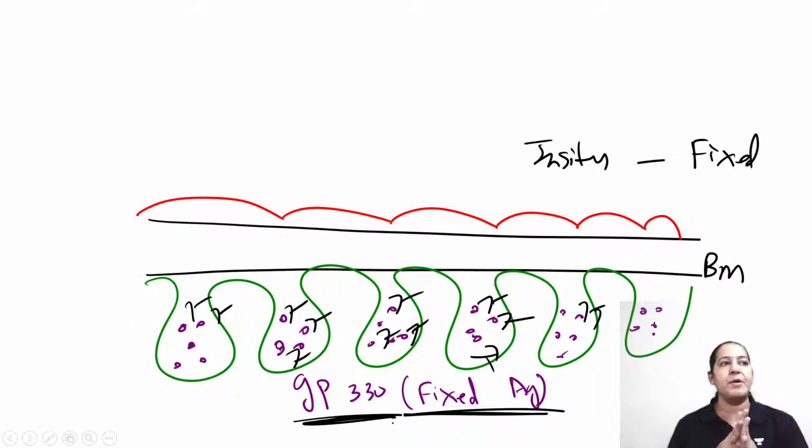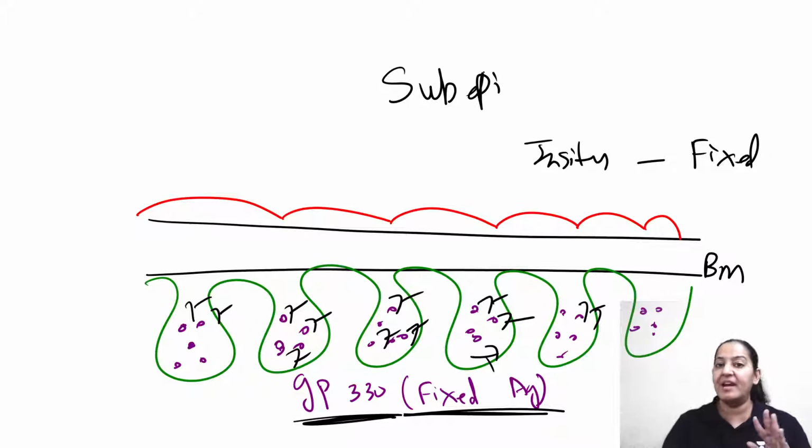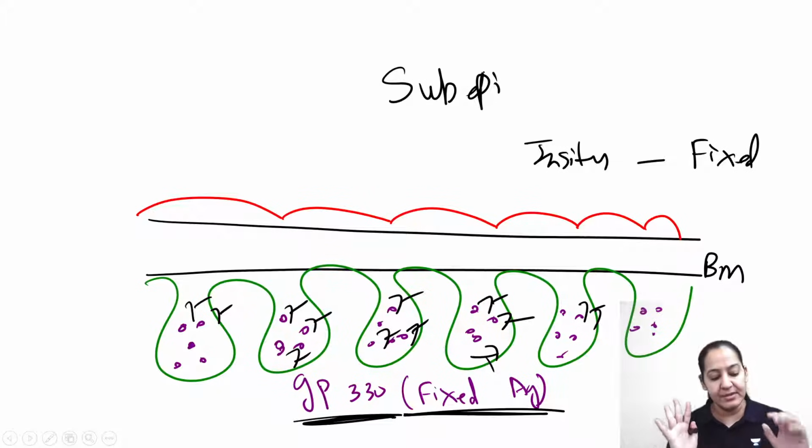What is the location of the deposit? Is it intramembranous? Is it subepithelial? Is it subendothelial? Yes, it is subepithelial. It is subepithelial in the same way as that of PSGN. Everyone give me a thumbs up. Have you got it? So this is the pathology.